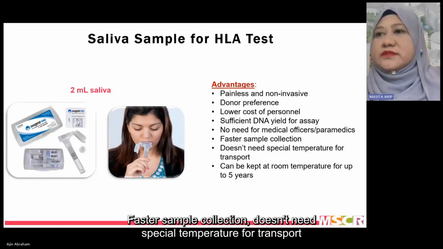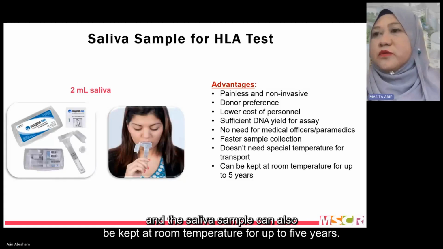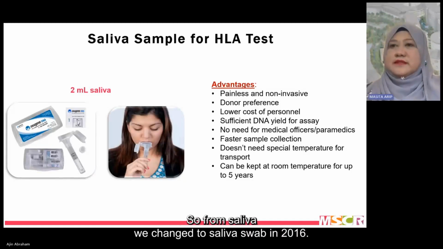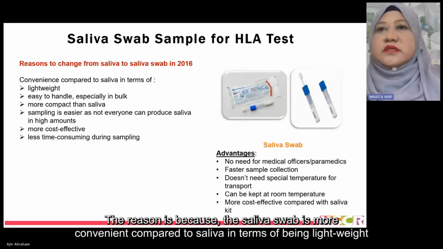doesn't need special temperature for transport, and the saliva sample also can be kept at room temperature for up to 5 years. From saliva, we actually changed to saliva swab in 2016.